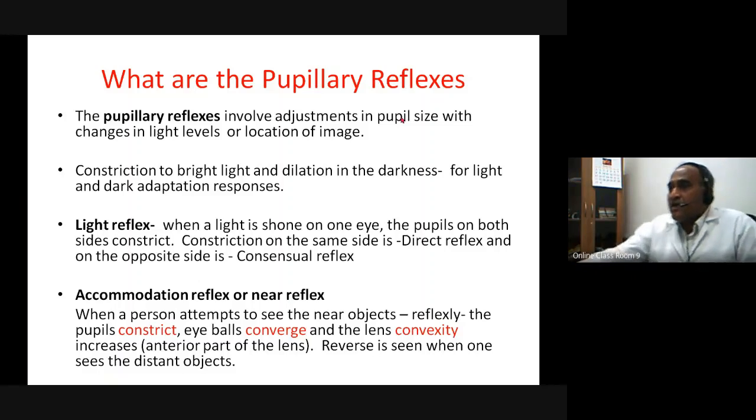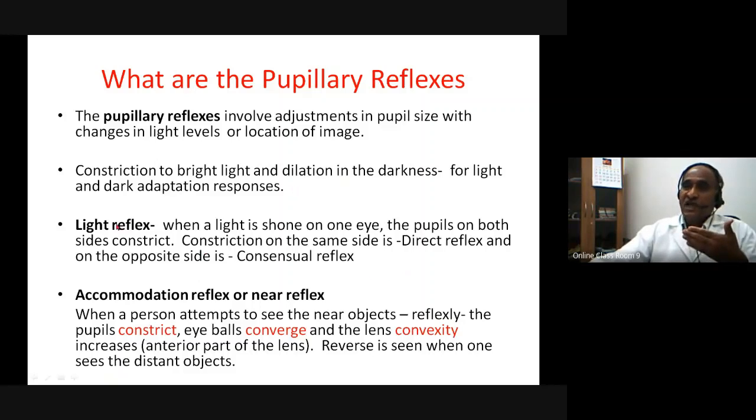For light and dark adaptation, you see there is a constriction of the pupil to a bright light and dilation of the pupil in the darkness. This is a light and a dark adaptation. This is again one type of pupillary reflex to adjust the amount of light entering into the retina to maximize the visual activity.